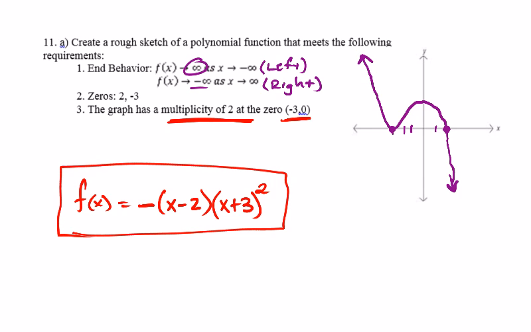If I wanted to just give a graph, the graph would look like that, the one in purple. But if somebody asked for an equation, it would look like the one there in red.